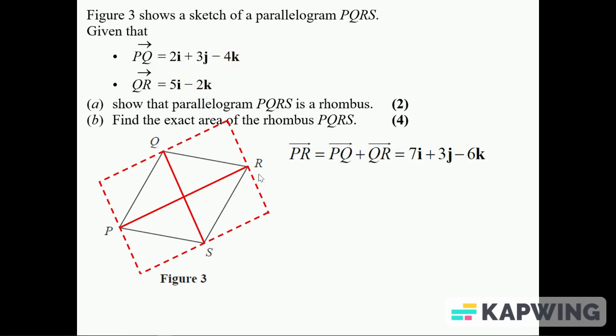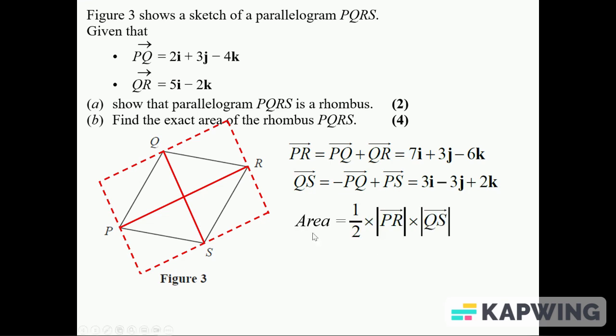And also, I want the Q to S vector. Now, for this one, I need to go from Q to P and then P to S. So minus P to Q is the same as going from Q to P. So I'm doing minus 2, minus 3, and plus 4 added to 5, 0 and minus 2. That gives me (3, -3, 2). So the area is going to be half the length of those two vectors multiplied together. Half of P to R multiplied by Q to S.